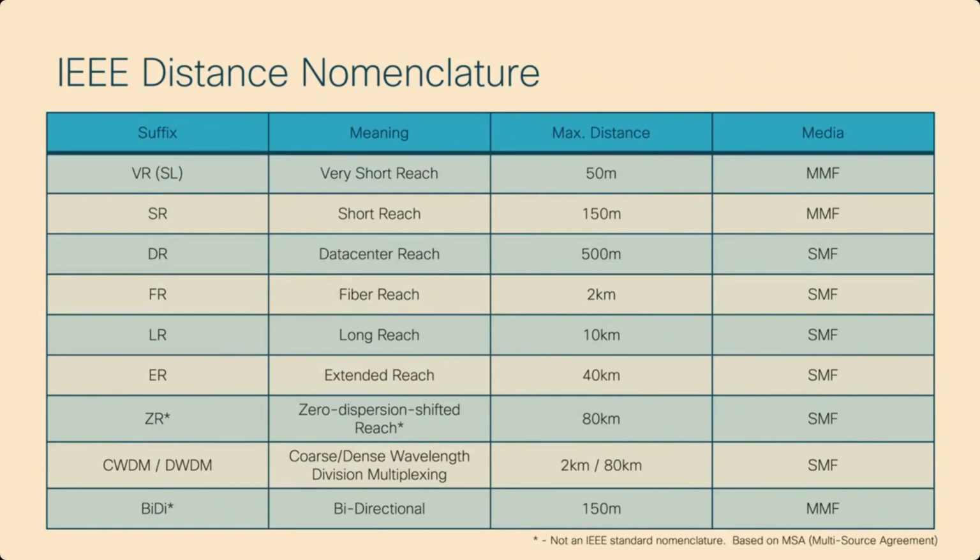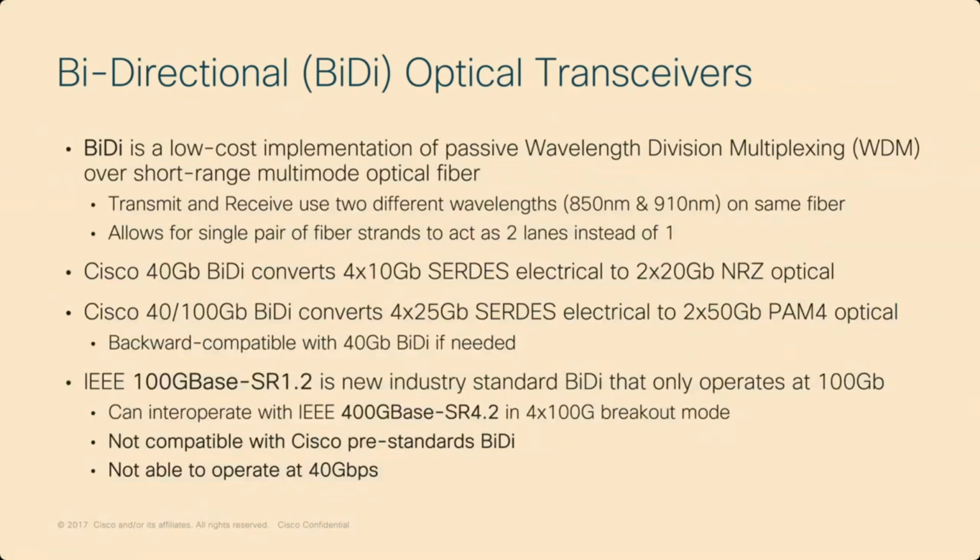Now, we actually had a BiDi transceiver, or a set of transceivers that were developed at Cisco, actually. So BiDi was basically a low-cost way of using wavelength division multiplexing on a single set of optical fibers. So when I'm using the transmit direction and the receive direction, they're using 2 different wavelengths of light on the same fiber. And so that's nice because now I can get 2 lanes instead of 1 for each fiber.